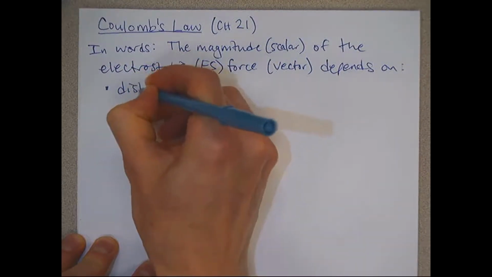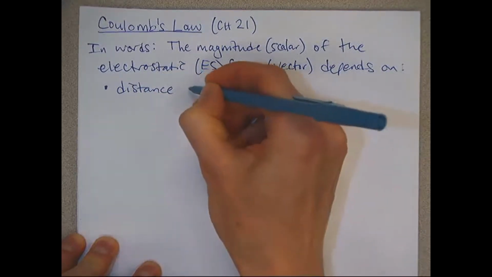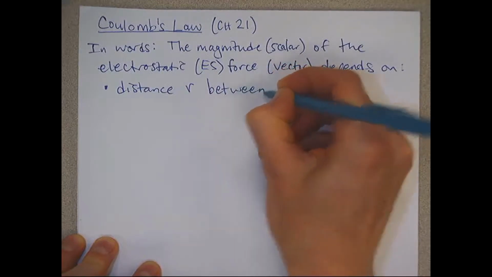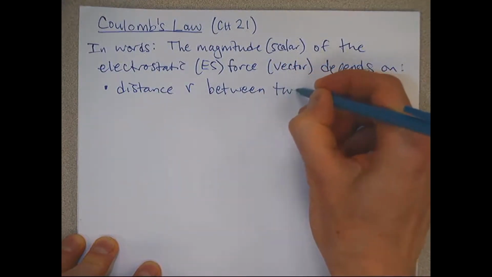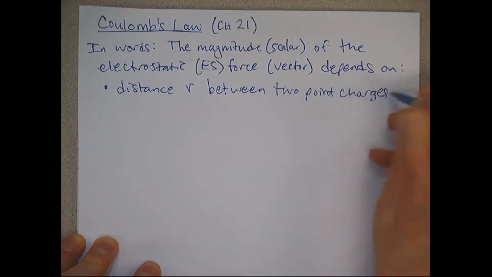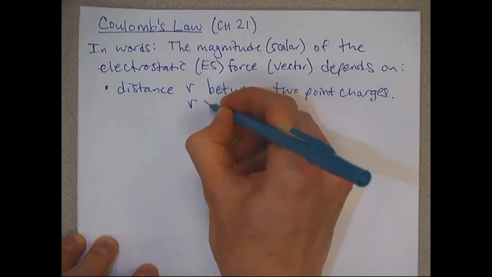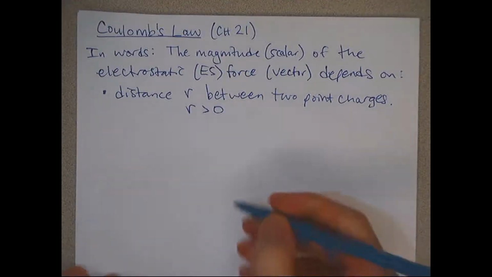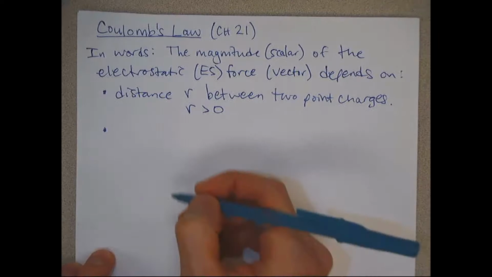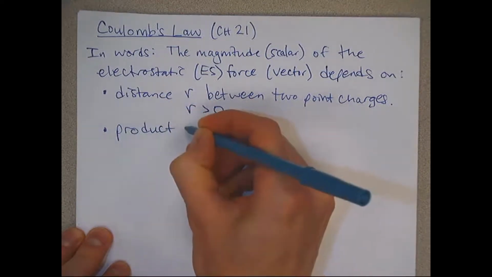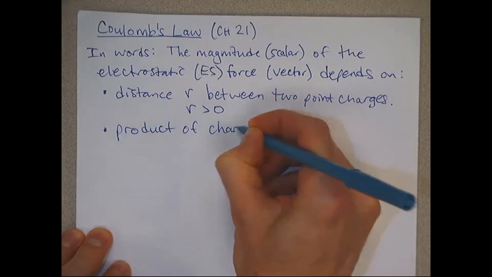the distance, r, between two point charges, and we want to be clear that r is always a positive quantity. Distance must be positive. And that force magnitude depends on the product of the charge magnitudes.